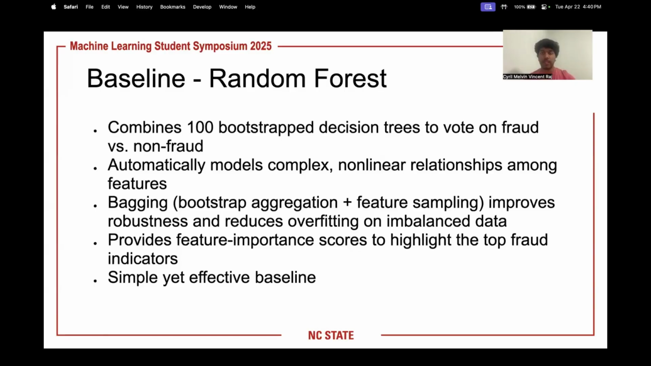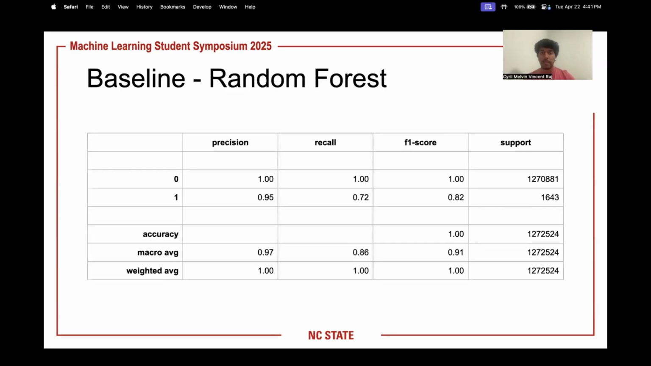So we chose random forest as our baseline model, and we chose the number of estimators as 100. That means we'll have 100 individual decision trees that are bootstrapped to vote on whether a particular transaction is fraudulent or not. It is relevant for our dataset and problem statement because it uses techniques like bagging and feature importance scores to detect fraudulent indicators based on the given features, which makes it a simple but effective baseline.